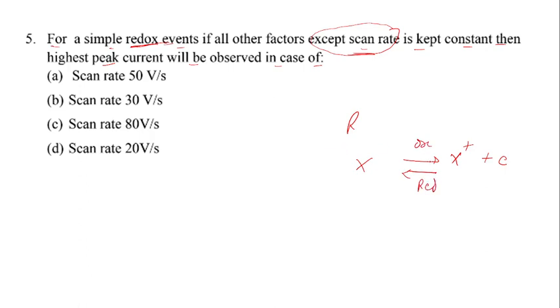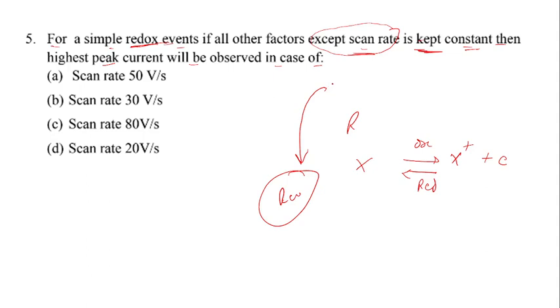So this is the redox reaction. Obviously it will be a reversible reaction. In a reversible reaction, all other parameters are kept constant. So finally, this question is asking what scan rate should be there so that this redox reaction can happen.